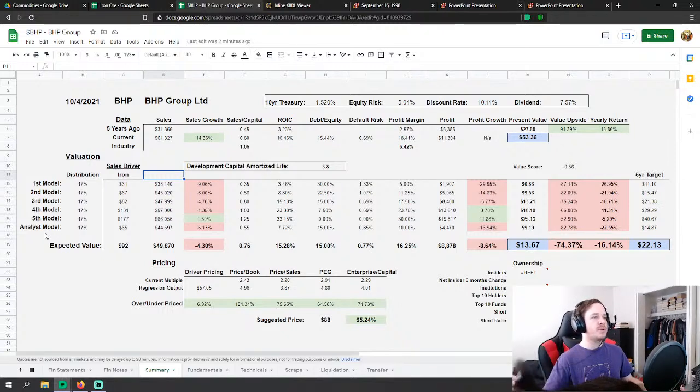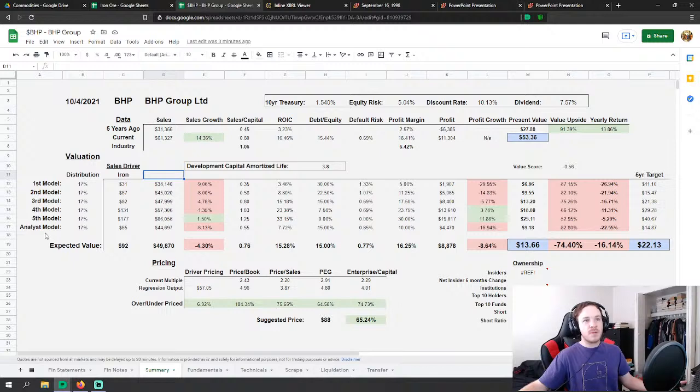Their sales to capital ratio, we have expectations of it going down a little bit because it's been raised for the most recent year. So we're assuming maybe about 0.76, with a return on invested capital of about 15%, which is a little bit lower than the most recent year, but also has been elevated in the most recent years. Debt to equity ratio, we're expecting about 15%. And the default risk we are expecting to be less than 1%, so pretty low, pretty negligible, which is very, very weird and shocking considering the rest of their valuation.